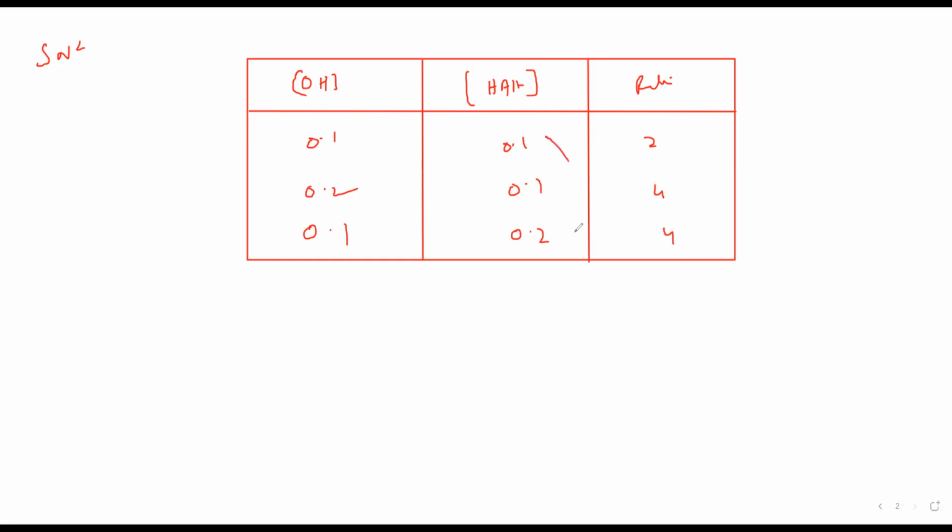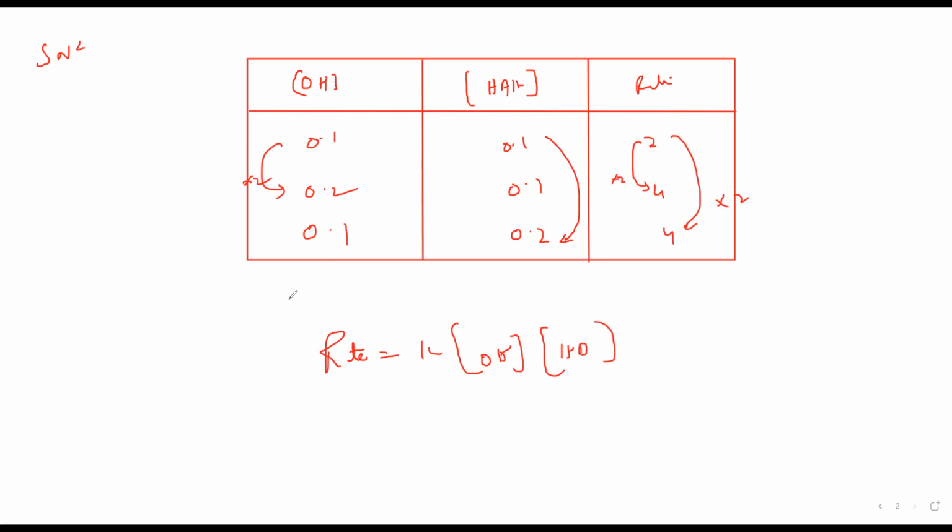So it shows that when we double the concentration of halogen alkane, the rate doubles. When we double the concentration of OH, the rate also doubles. So the rate depends on the presence of both. So when we write the rate expression, it will be K times the concentration of OH and the concentration of halogen alkane. That's why we call this an SN2 reaction, or nucleophilic substitution reaction, in which both species are responsible for the change in rate.